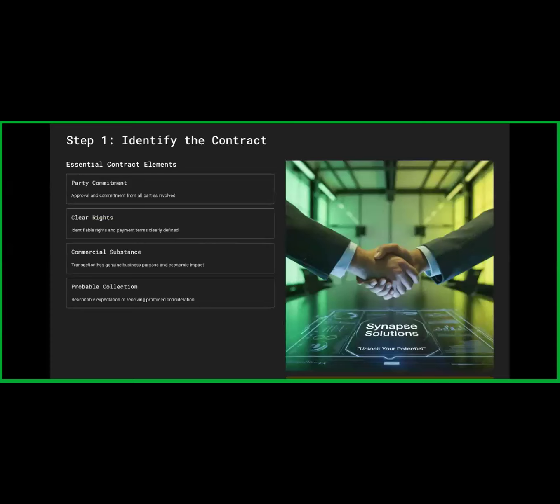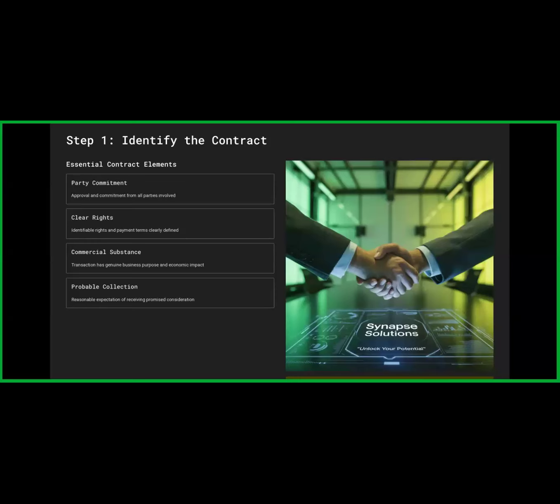So in step number 1, that is identify the contract, what are the essential elements of the contract? That is what we are going to understand. We know that for a contract, we always need two parties. Here one party is the company, and the second party is the customer.